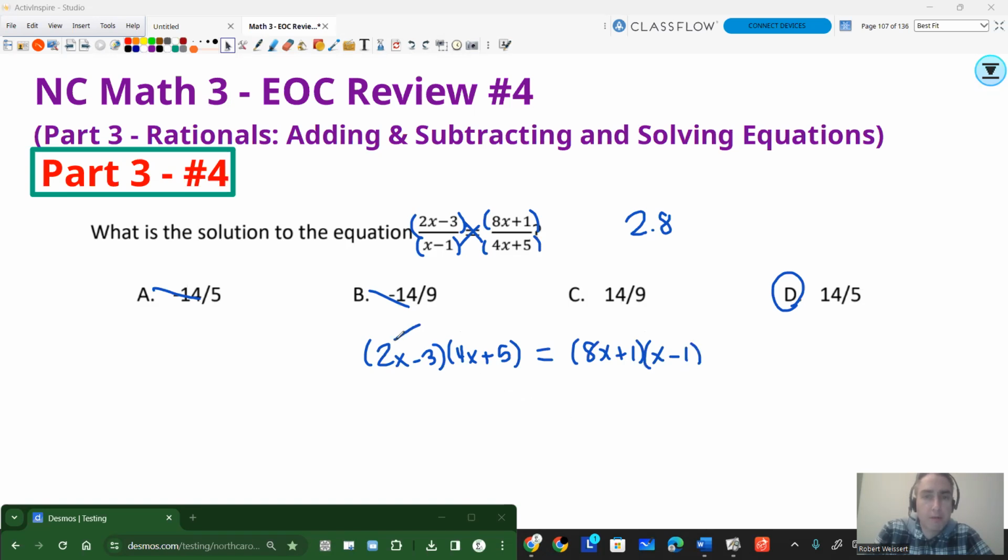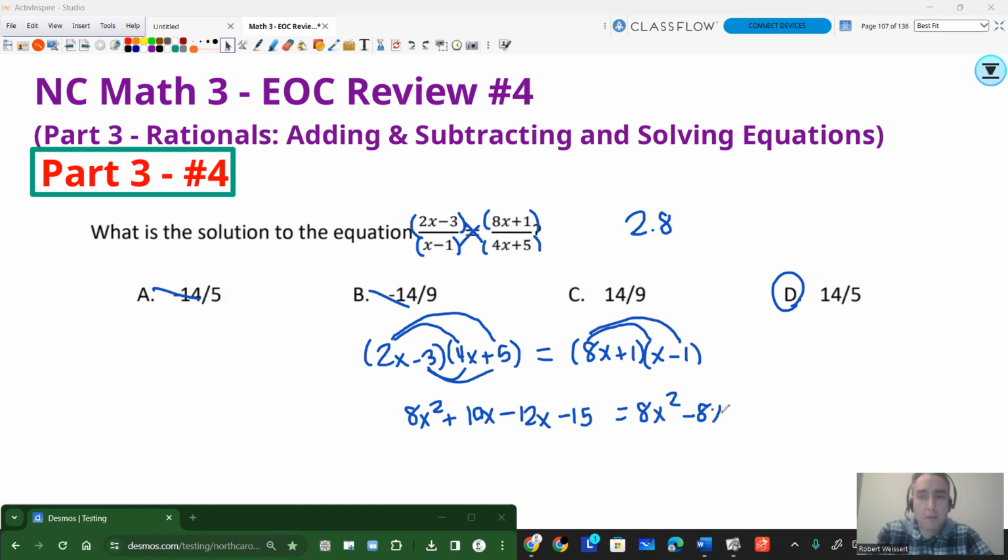So if I do a little bit of FOIL, that's going to be 8x squared plus 10x minus 12x minus 15 equals 8x squared minus 8x plus x minus 1. Looks like I have an 8x squared on both sides. That'll cancel out. They'll subtract each other. And let's combine our terms.